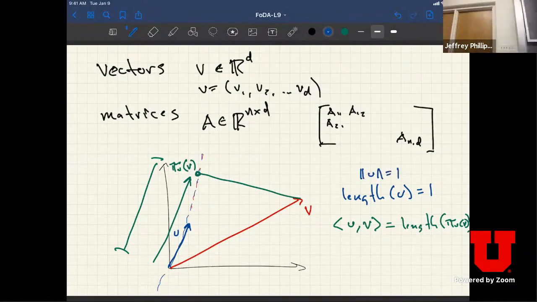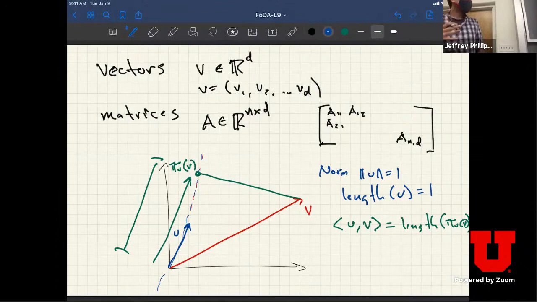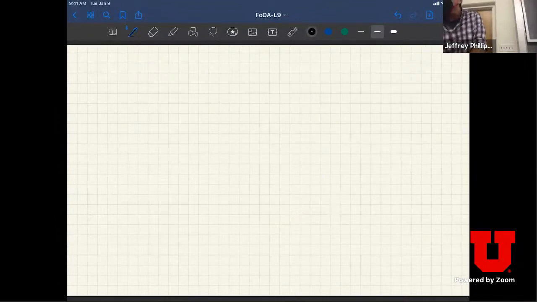There's this notation here, and I didn't explain that. The first thing we're going to talk about today is how to talk about this length, and these are called norms. So this is a norm of u. The norm of u is 1. That means the length is 1. Then this nice property about the dot product holds. And then again, the result of the dot product is the length of this vector projected on. Okay, so norms. Let's start with norms of vectors.